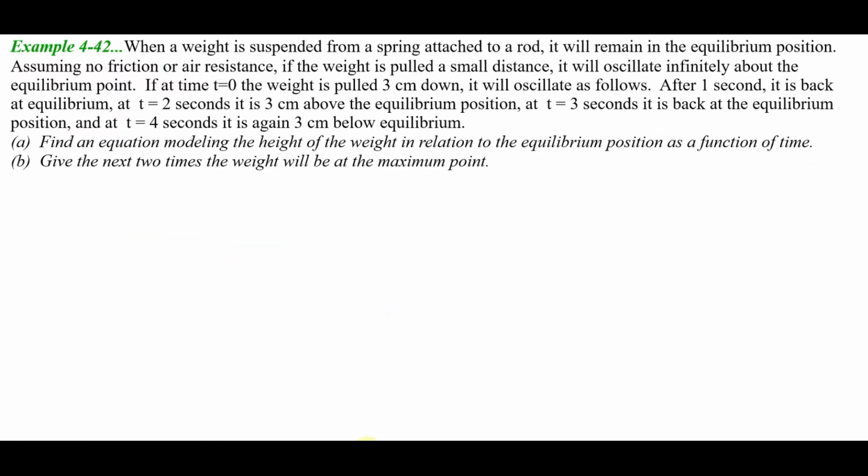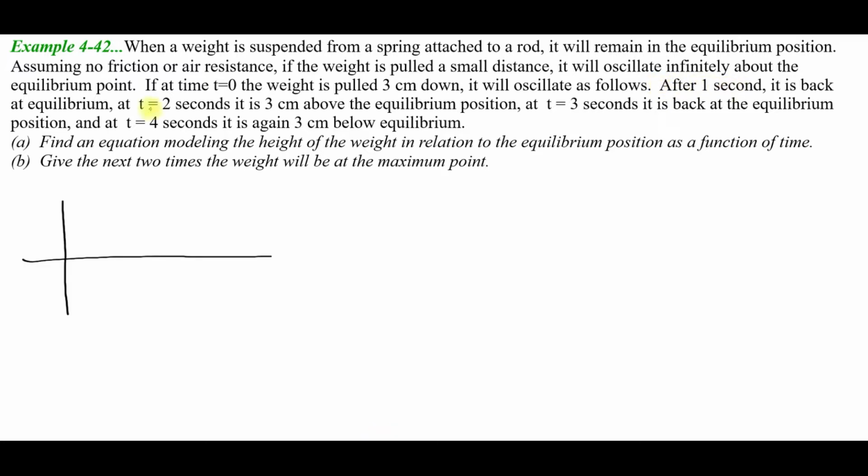All right, in the second question, there's a lot of words, so don't get intimidated when there's a lot of words because usually they're giving you more information then. So a weight is suspended from a spring and it's going to remain at equilibrium until it is pulled. So assuming no friction and air resistance, the weight will be pulled a small distance and then it will oscillate infinitely. So it's going to go up and down forever.